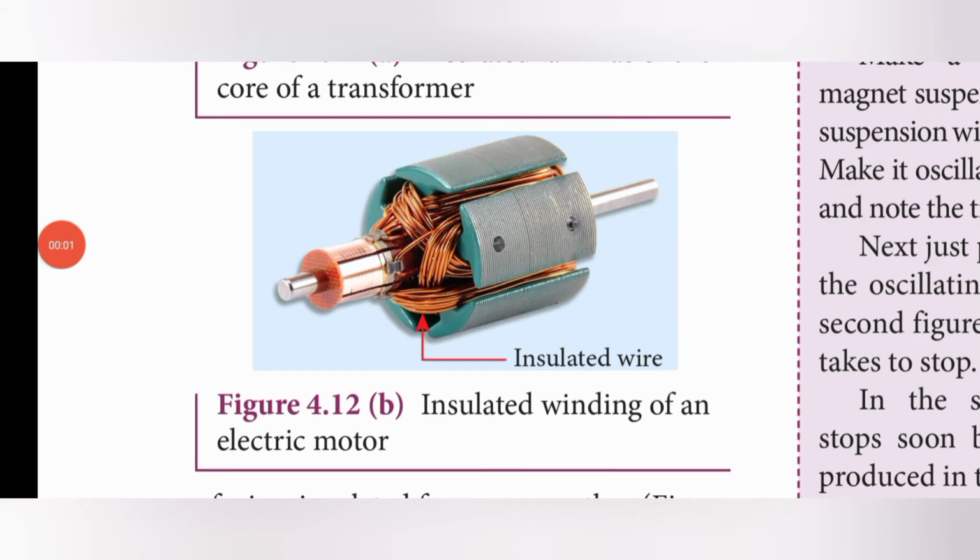So here the drawbacks of eddy current, that is the disadvantage of eddy currents, is that when eddy currents flow in a conductor, a large amount of energy is produced in the form of heat. So that is the only drawback in forming the eddy current here.